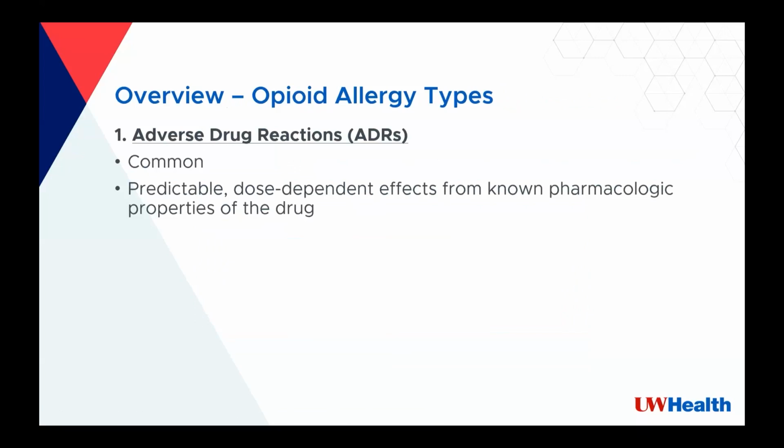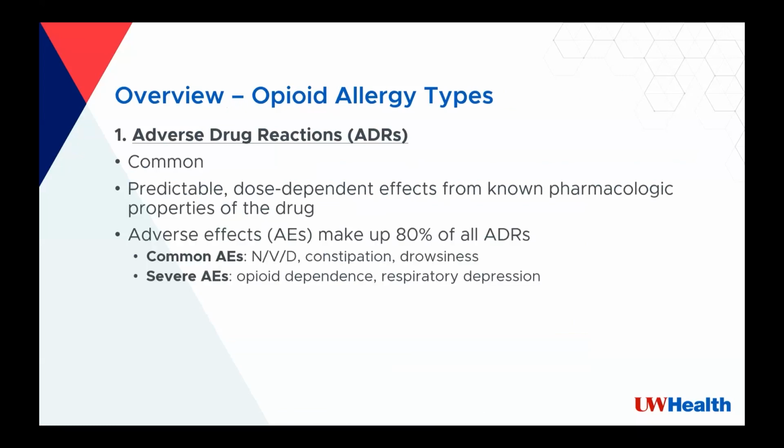The first opioid allergy type is actually not really an allergy at all. It is adverse drug reactions. These are common, predictable, and dose-dependent effects from known pharmacological properties of the drug, but these will often be listed as an allergy for patients in their charts. Adverse effects make up about 80% of all adverse drug reactions, and some common adverse effects we see are GI related, so nausea, vomiting, diarrhea, or constipation, as well as drowsiness and dizziness. Some of our more severe ones that we think about are, of course, opioid dependence and respiratory depression.